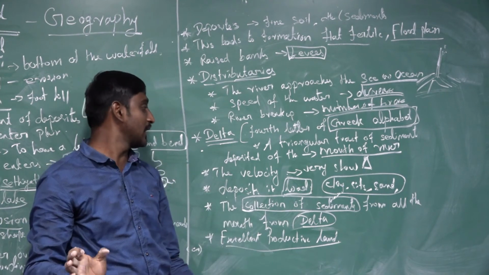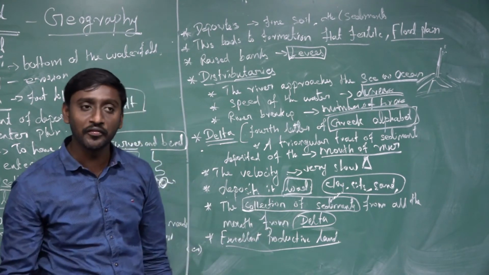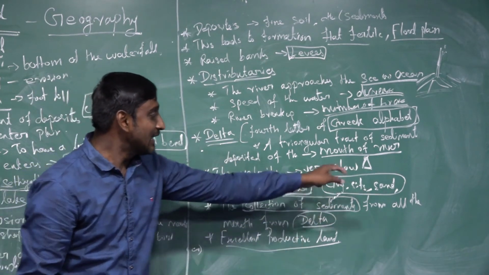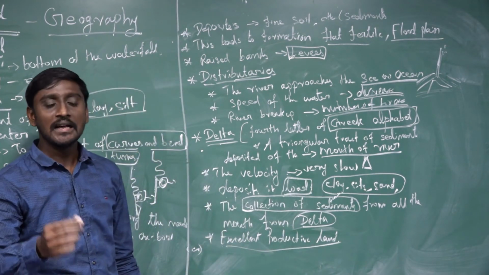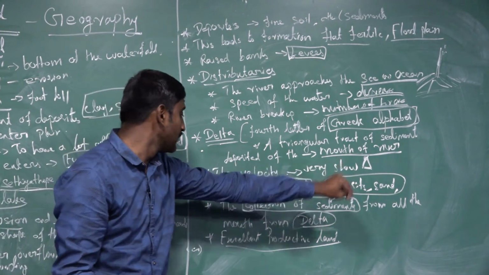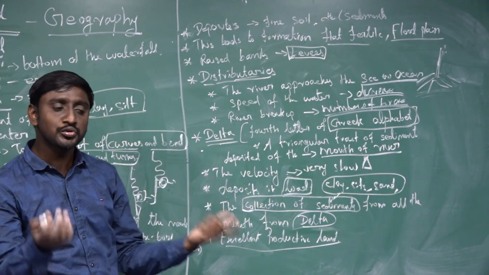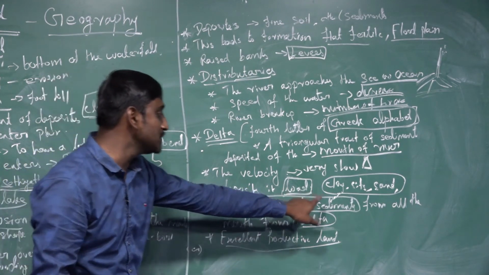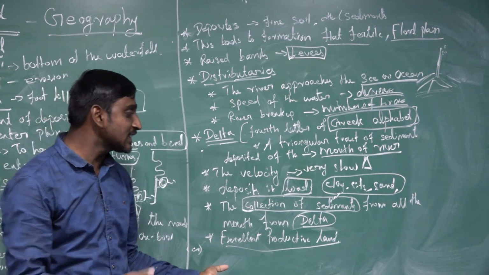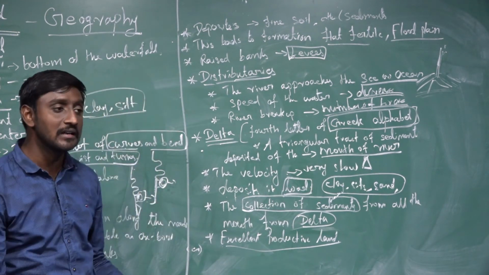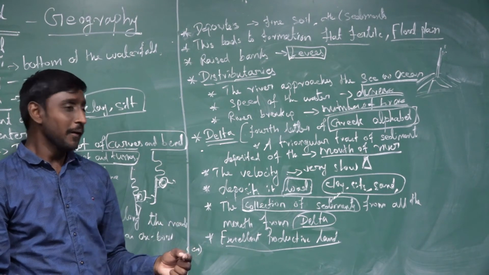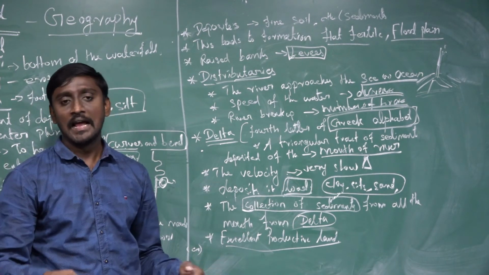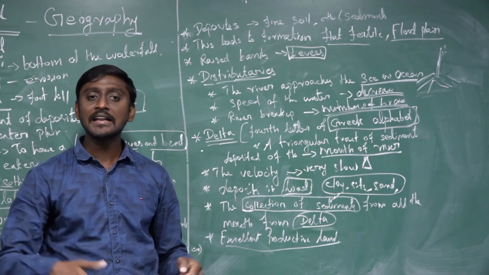Next, delta. Delta is the fourth letter of the Greek alphabet, with a triangular shape. It is a triangular tract of sediment and deposit at the mouth of the river. The velocity of the water is very slow, so the river begins to deposit its loads. Loads means clay, silt and sand. The delta is the collection of the sediment from all the mouths. The delta land is an excellent productive land for cultivation. For example, the Kaveri Delta, the Ganga Delta and the Mississippi Delta.